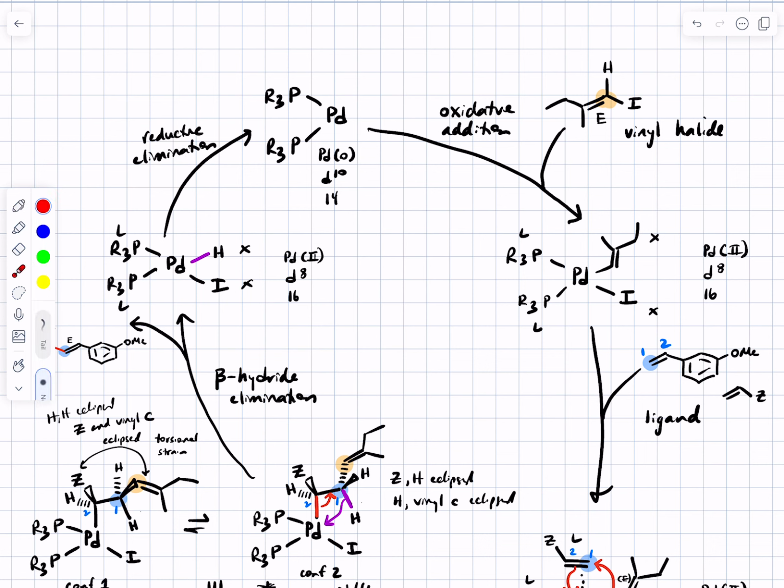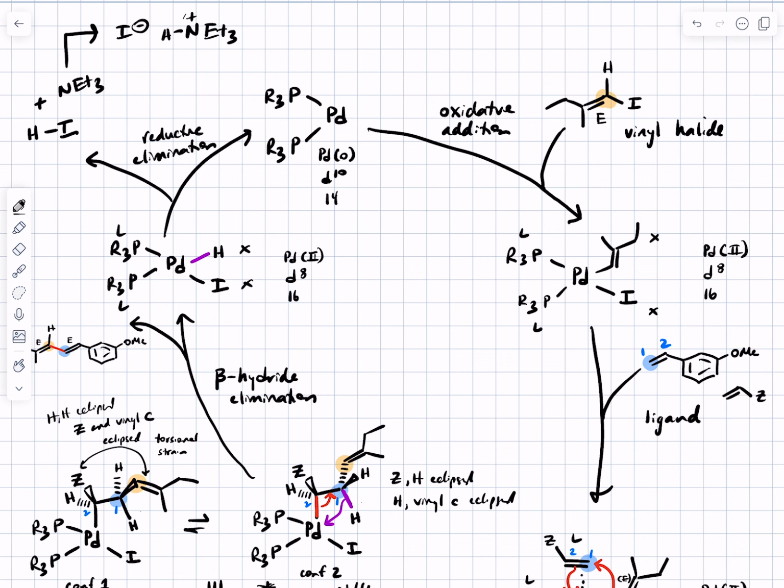You can think of it a couple of different ways. Electrons in the hydrogen-palladium bond attack the iodide, and then electrons go on to palladium, or vice versa. Iodide attacks the hydrogen and electrons go on to palladium. In any case, what gets removed is the acid HI, which immediately reacts with your triethylamine base to give you the product I minus and the corresponding triethylammonium ion. And that helps drive the reaction forward.